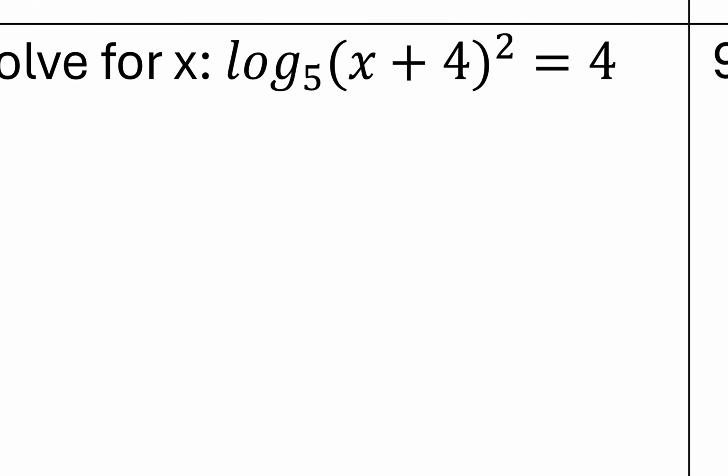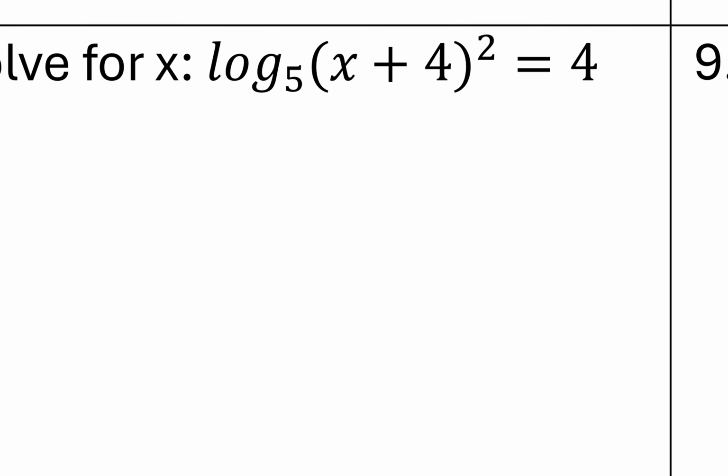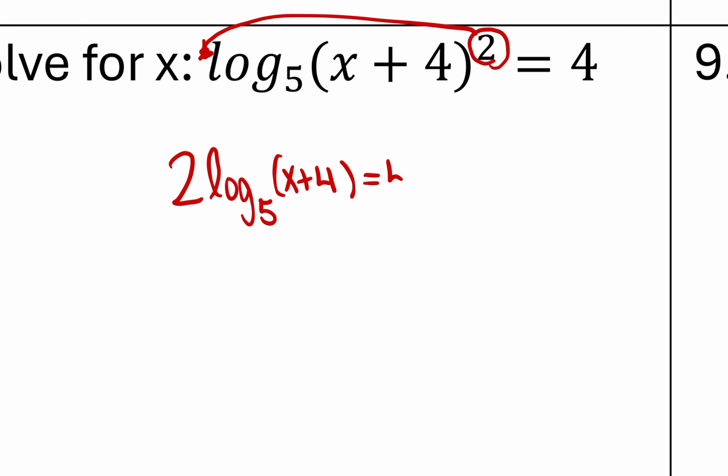Moving on to question number 8. For number 8, we have the following log equation. My first step is to take this exponent, this power, and move it to the front using the power rule. So this will turn into positive 2 times log base 5 of x plus 4 is equal to 4. I will then isolate for the logarithm by dividing both sides by 2.